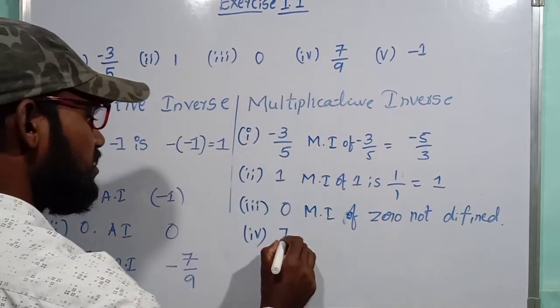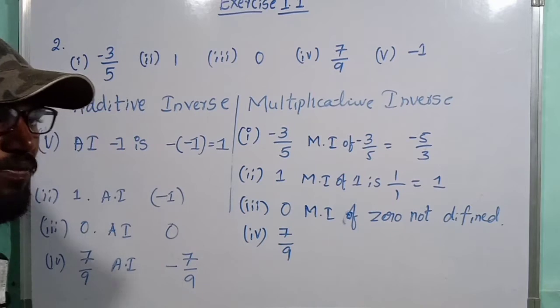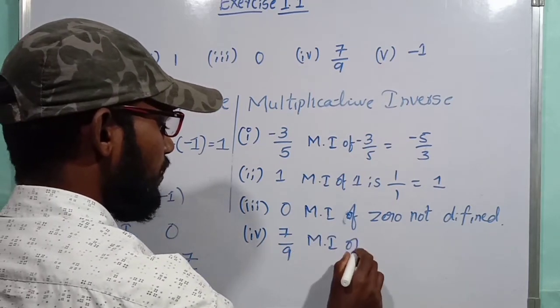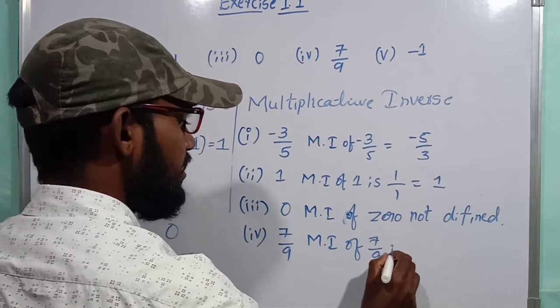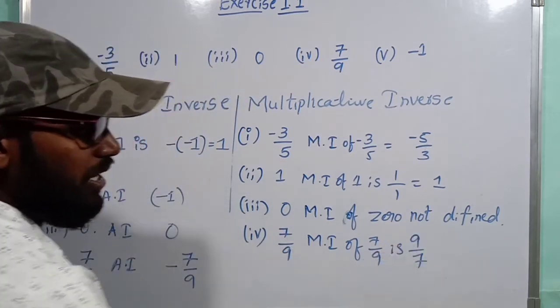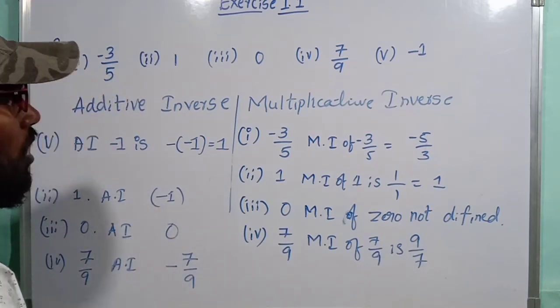What is the fourth one given? 7 by 9. It is in the form of a by b. So the multiplicative inverse of 7 by 9 is 9 by 7. A by b is given, we are writing b by a. Okay, everyone clear? Now last one, fifth one.